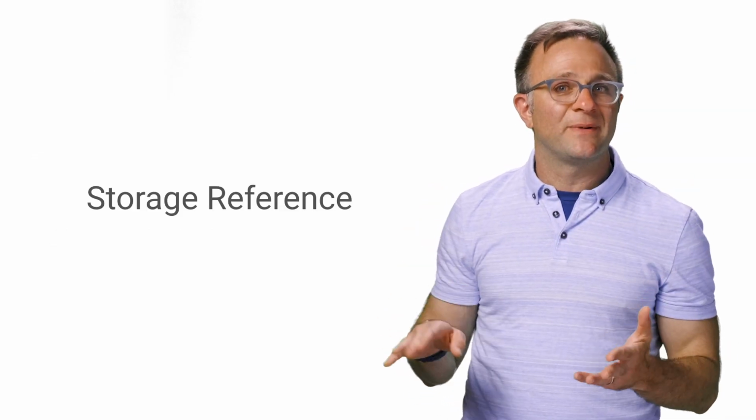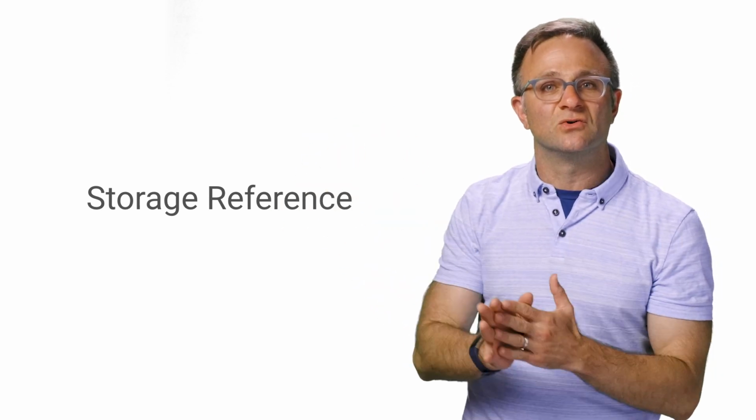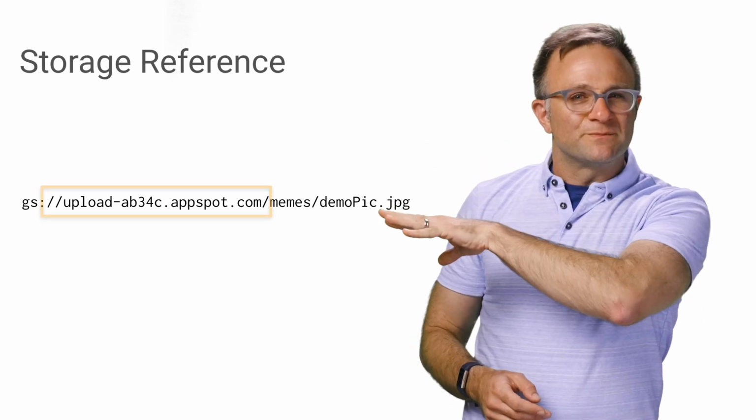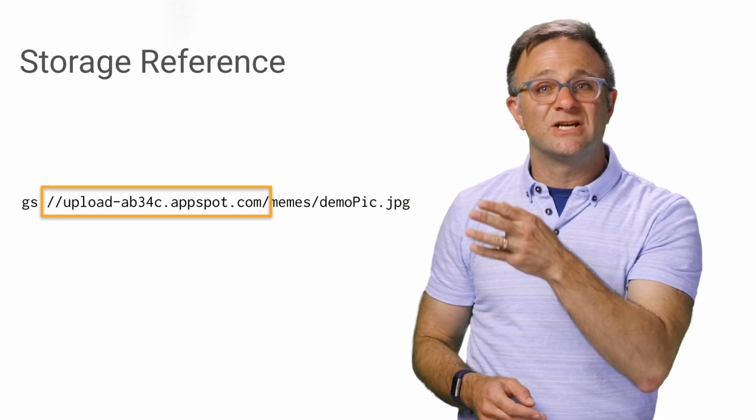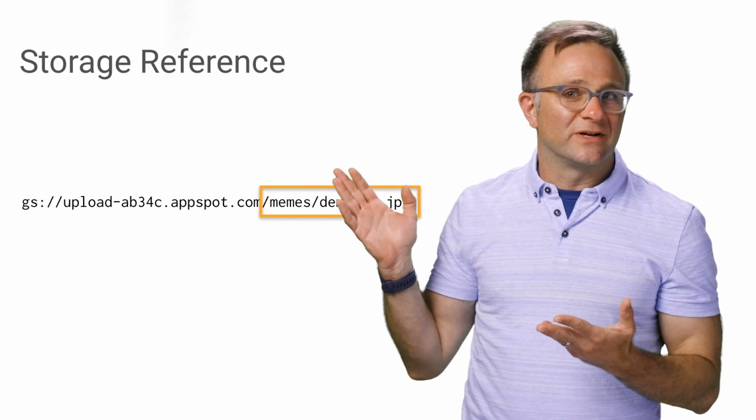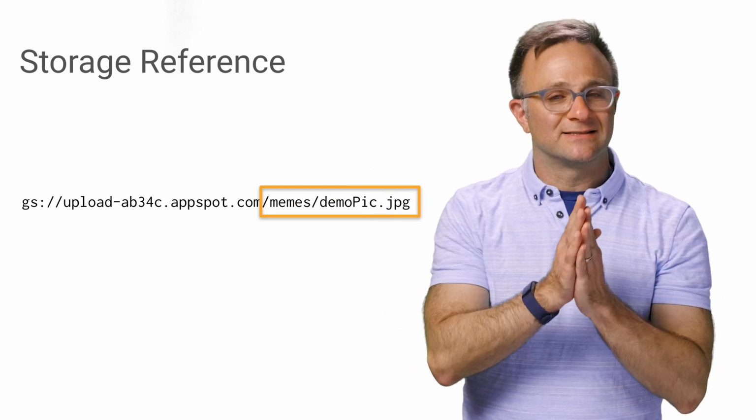In Cloud Storage for Firebase, references are basically like URLs, except that instead of beginning with HTTP and pointing to a web page, they start with gs and point to a specific location in Google Cloud Storage. A typical reference looks a little something like this. The first part here, you can kind of think of it as the host, is generally something the Firebase library will look up for you. As for the rest of the reference, you can think of this as a path to the file's location, and you get to define that as the developer.